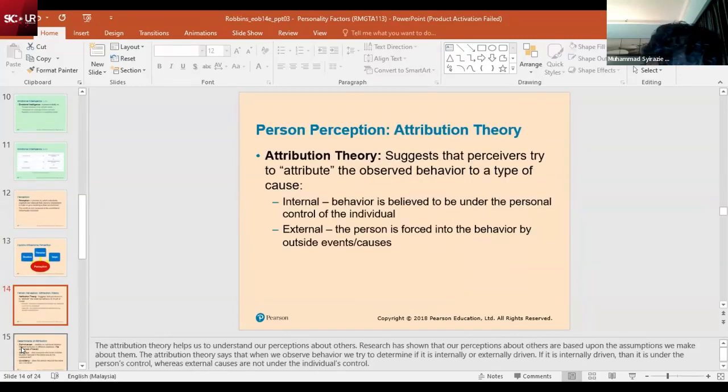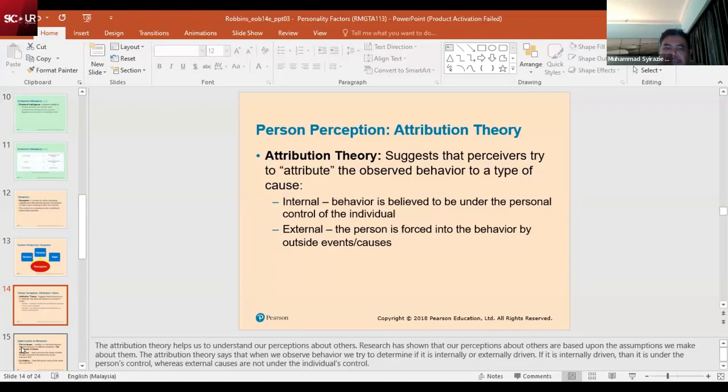Perception is studied, and one of the theories that studies perception is called attribution theory. Attribution theory suggests that perceivers, say for example we ourselves look at a certain thing, we are the perceivers, try to describe something, or try to make a judgment about the observed behavior as belonging to a type of cause. We give meaning or attribute to a situation based on internal and external.